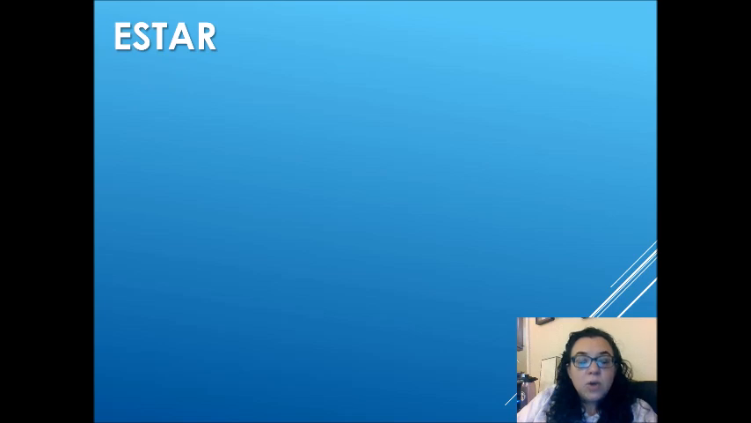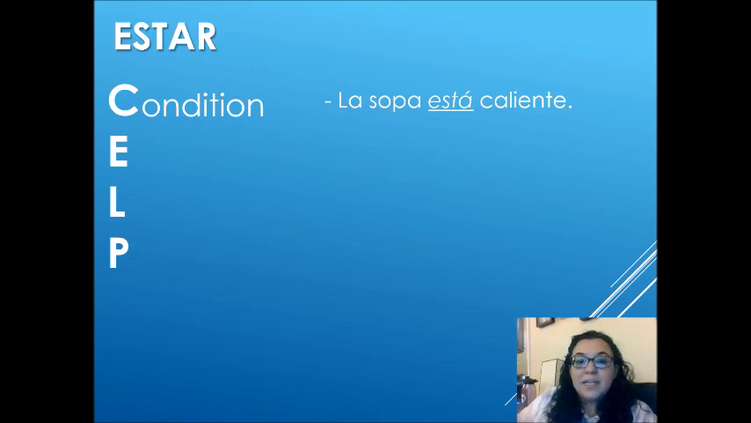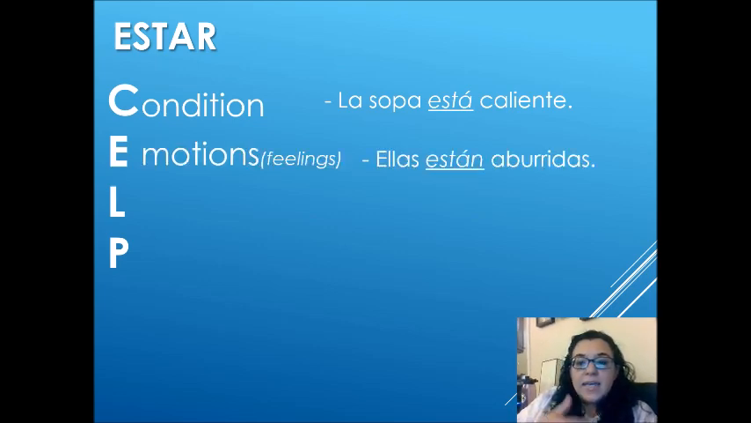For the verb estar, we're also going to do an acronym, which is going to be CELP. Okay, the C is going to be condition, talking about the condition of something. La sopa está caliente. The soup is hot. Right there, it's a condition. The soup is hot right now, but it might not be later. The E stands for emotions or feelings. Ellas están aburridas. They are bored. Right there, you're talking about how you're feeling at that moment.